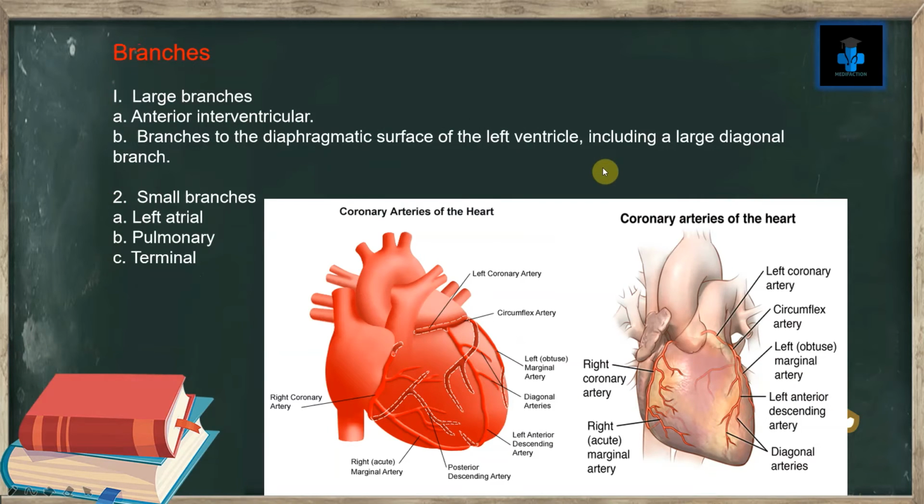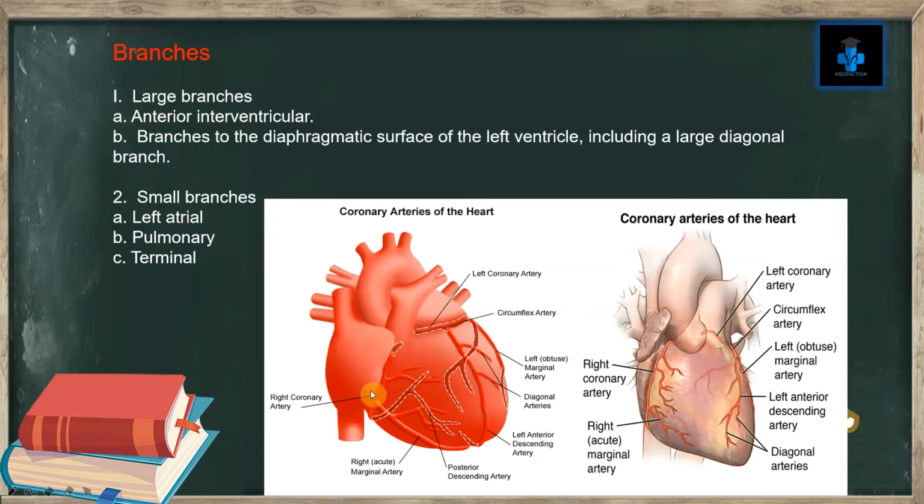Branches. Large branches comprise the anterior interventricular branches and also branches to the diaphragmatic surface of the left ventricle, including a large diagonal branch. These are diagonal arteries, and it also has anterior interventricular branches, which come under large branches. Small branches possess left atrial, pulmonary and terminal.